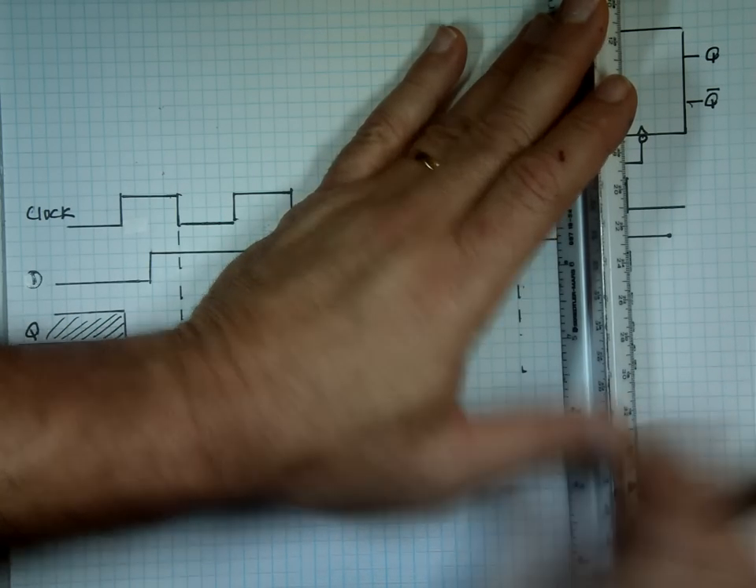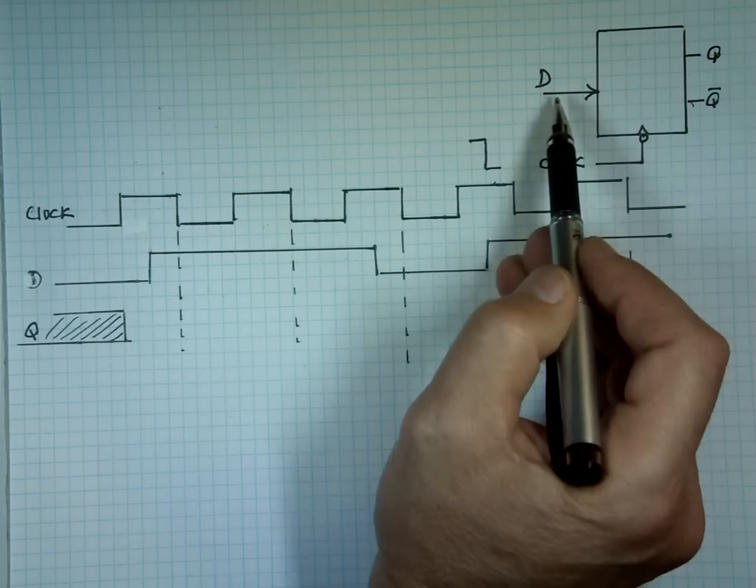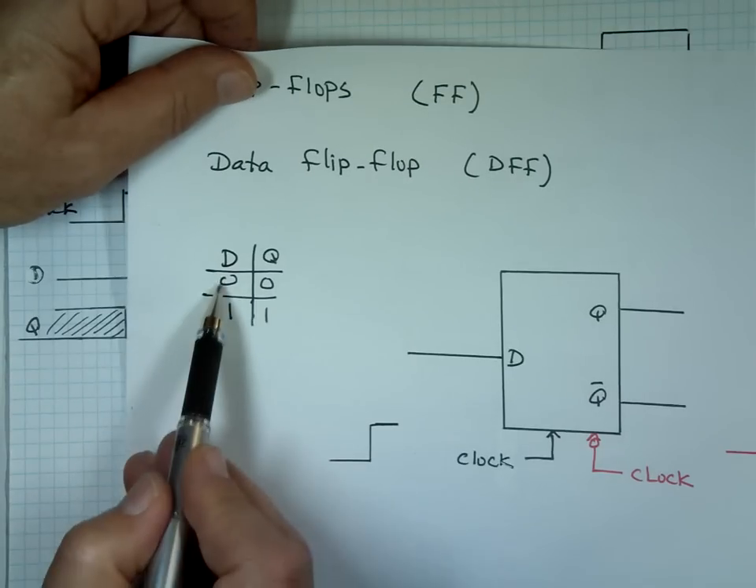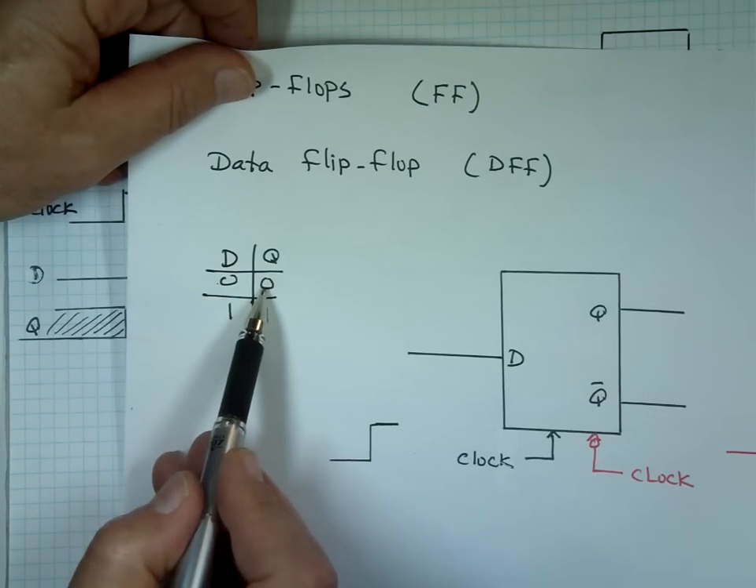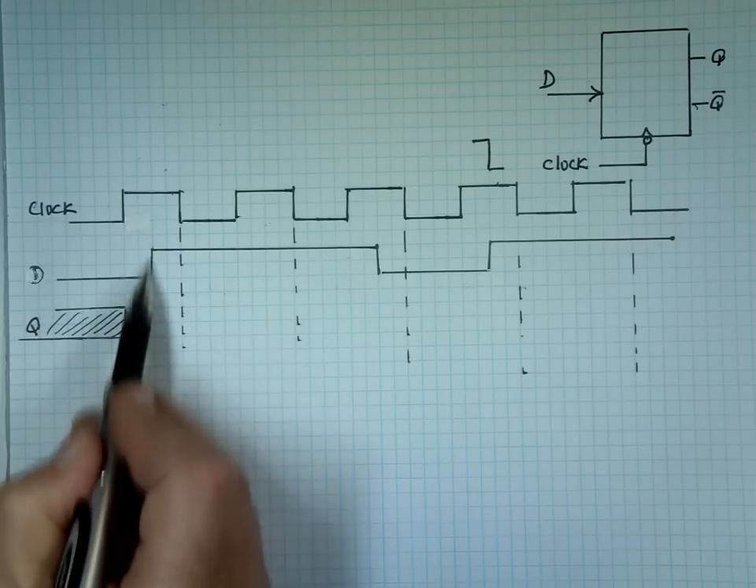So notice this Q is supposed to follow D. If you look at the truth table for it, when D is 0, what do you get? 0. When D is 1, what do you get? 1. Well, D is 0 here. Then it goes to 1. You think this is going to go to 1. It doesn't happen there. Why?